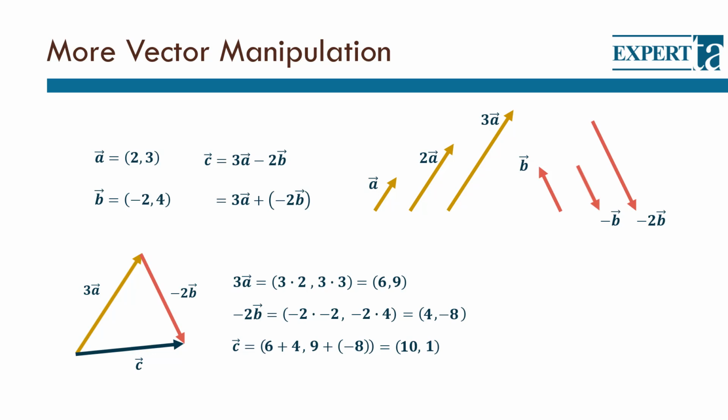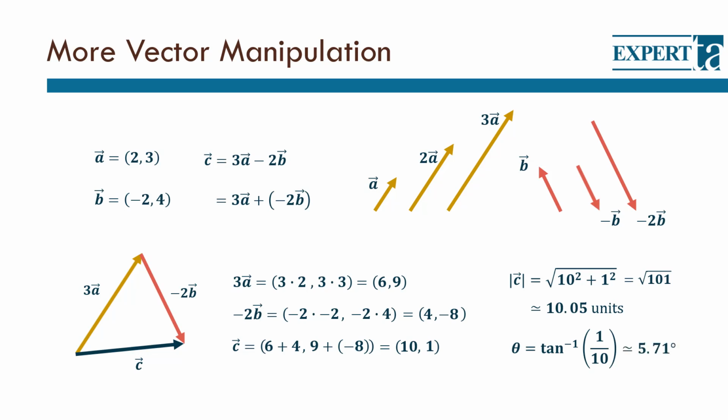We now want to find the length or the magnitude of vector C, and that's going to be the square root of 10 squared plus 1 squared, which is the square root of 101, approximately 10.05 units. I keep saying units because we have not defined what the units are. Then the angle theta is going to be tangent inverse of the y component, which is 1, divided by the x component, which is 10. On your calculator, you'll get 5.71 degrees. Make sure your calculator is on the degrees setting.